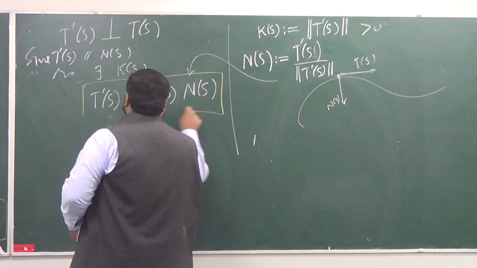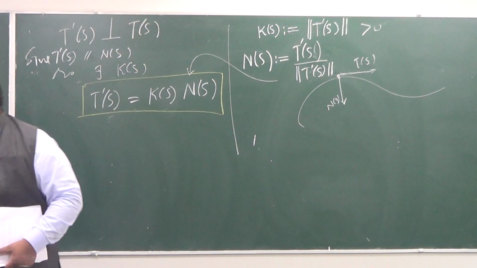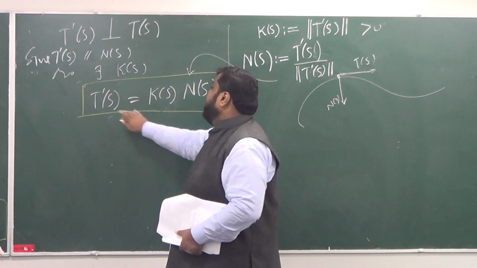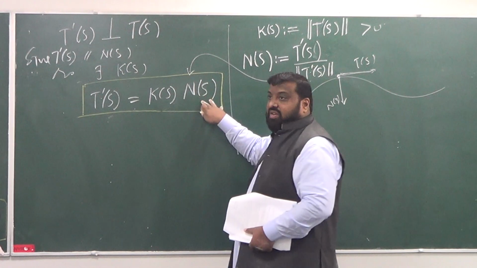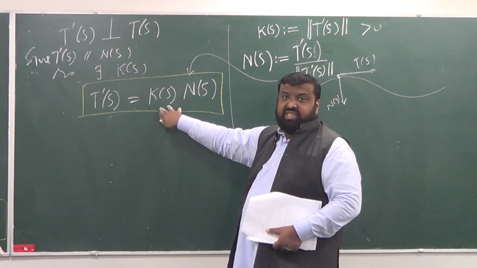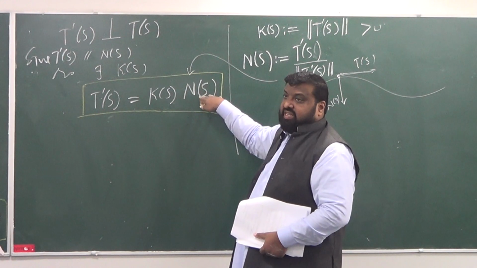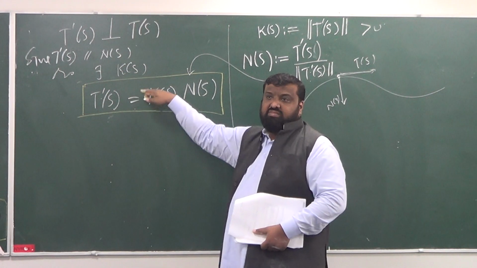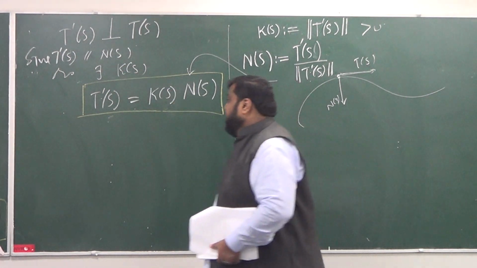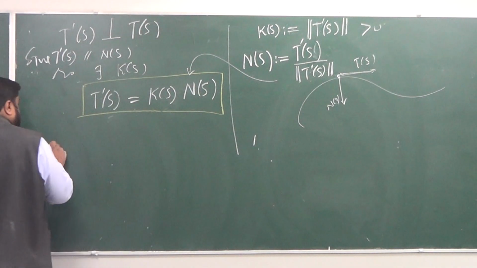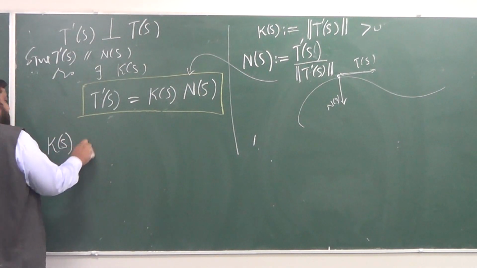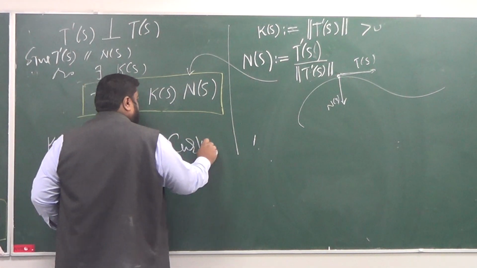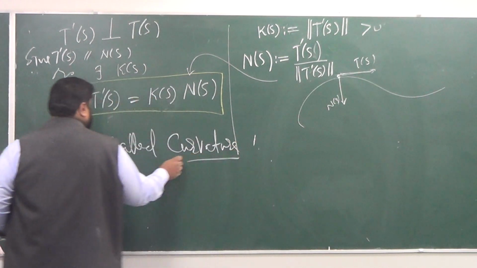And what this quantity K of S is, okay? From this you can also compute K of S: if you take the magnitude on both sides, then K of S is a scalar, and the magnitude of the normal vector is 1. So K of S is going to equal the magnitude of T prime of S. So this quantity K of S is called the curvature of the curve.